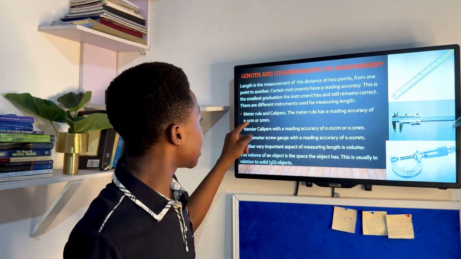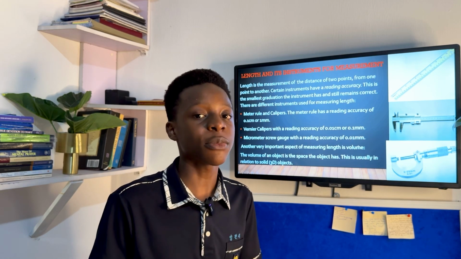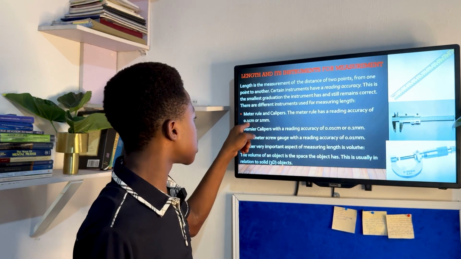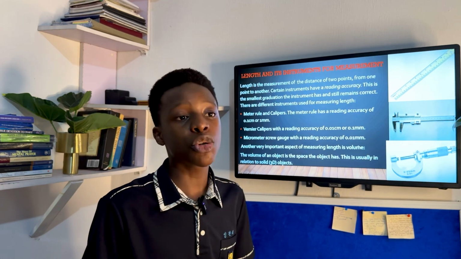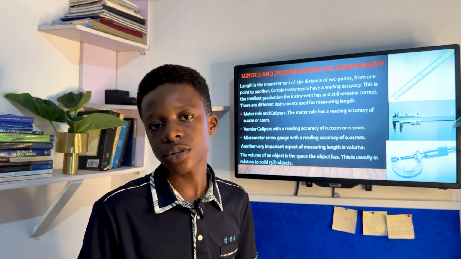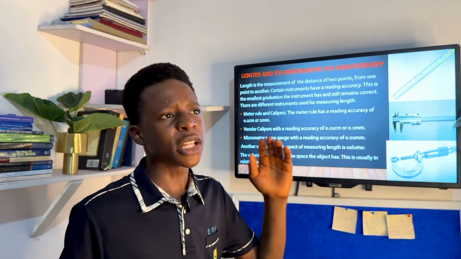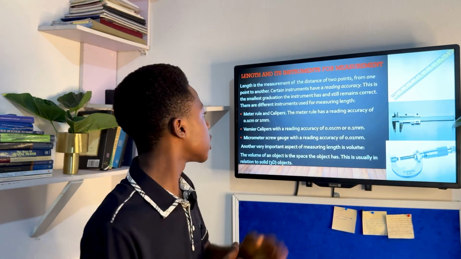For the meter rule, the reading accuracy is either 1 millimeter or 0.1 centimeters. They're practically the same thing, just with different units. This one is in centimeters, and this one is in millimeters. Vernier calipers have a reading accuracy of 0.01 centimeters or 0.1 millimeters. It's a tenth lower than the meter rule.